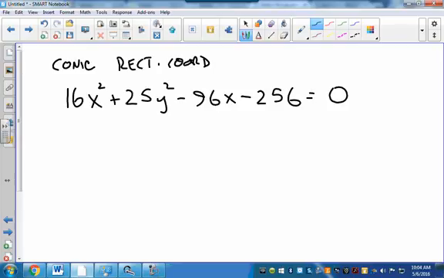Is it a line? No, we know it's not a line because I see squared terms. Is it a parabola? Parabolas only have 1 square term, right? This has 2 squared terms, not a parabola. Is it a circle? Not a circle. Why not? Not the same number, right? 16 and 25 are different. Now, they are the same sign. I don't see a minus in here, so it's not a hyperbola. This has to be an ellipse. Okay, so this is an ellipse.